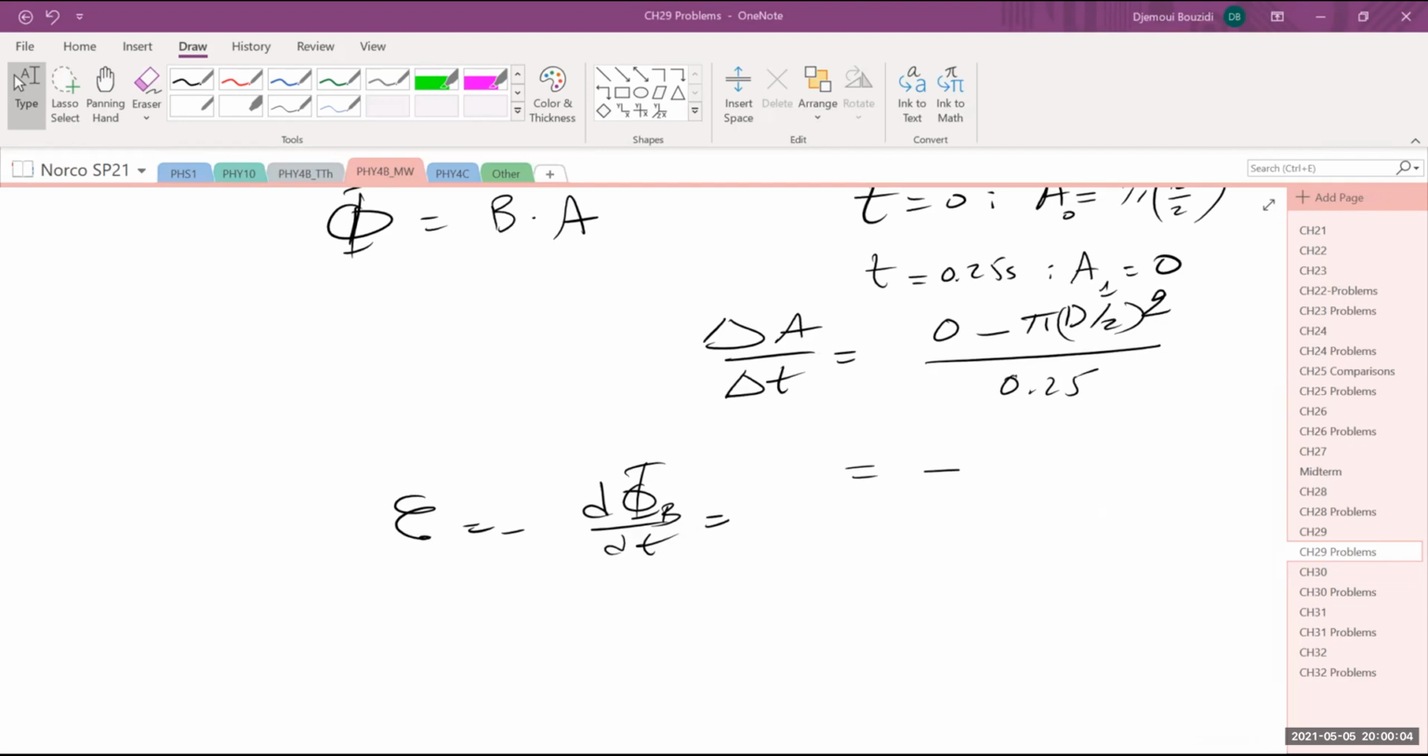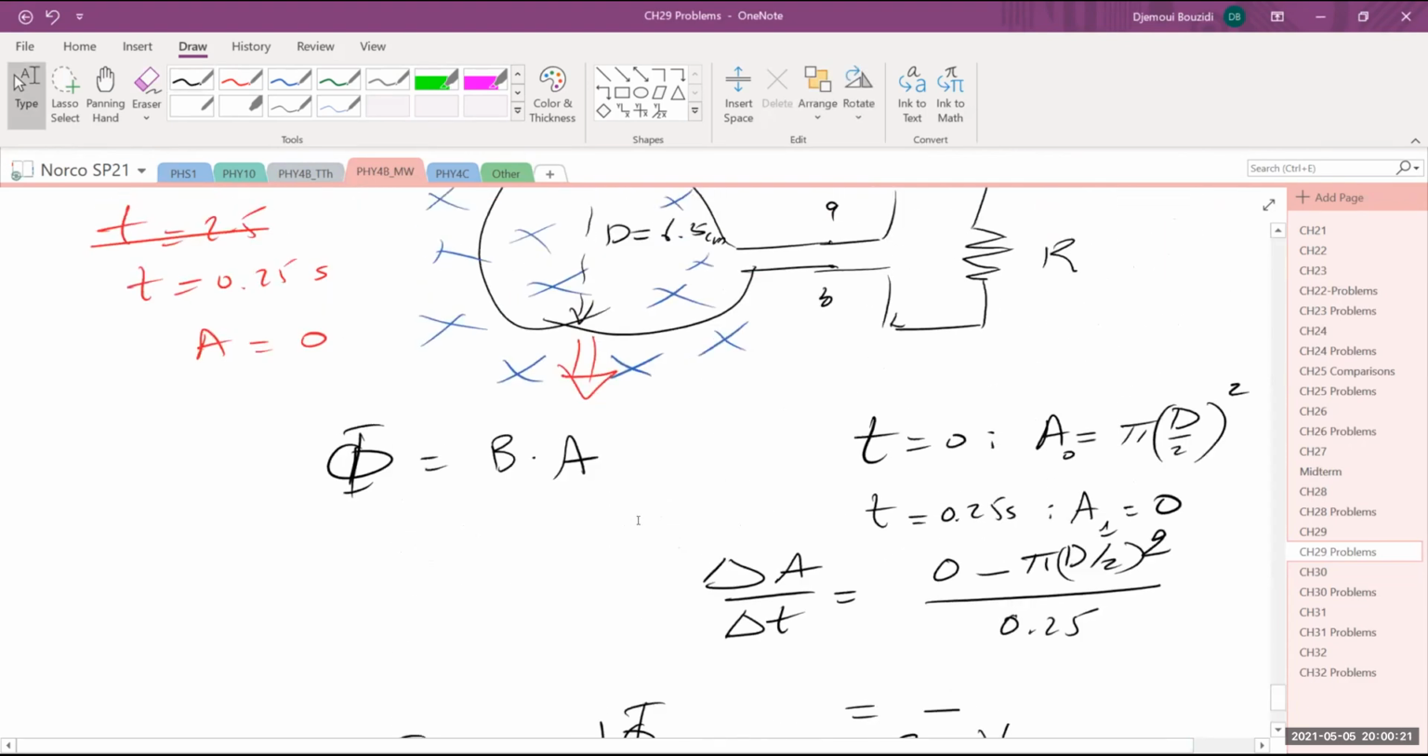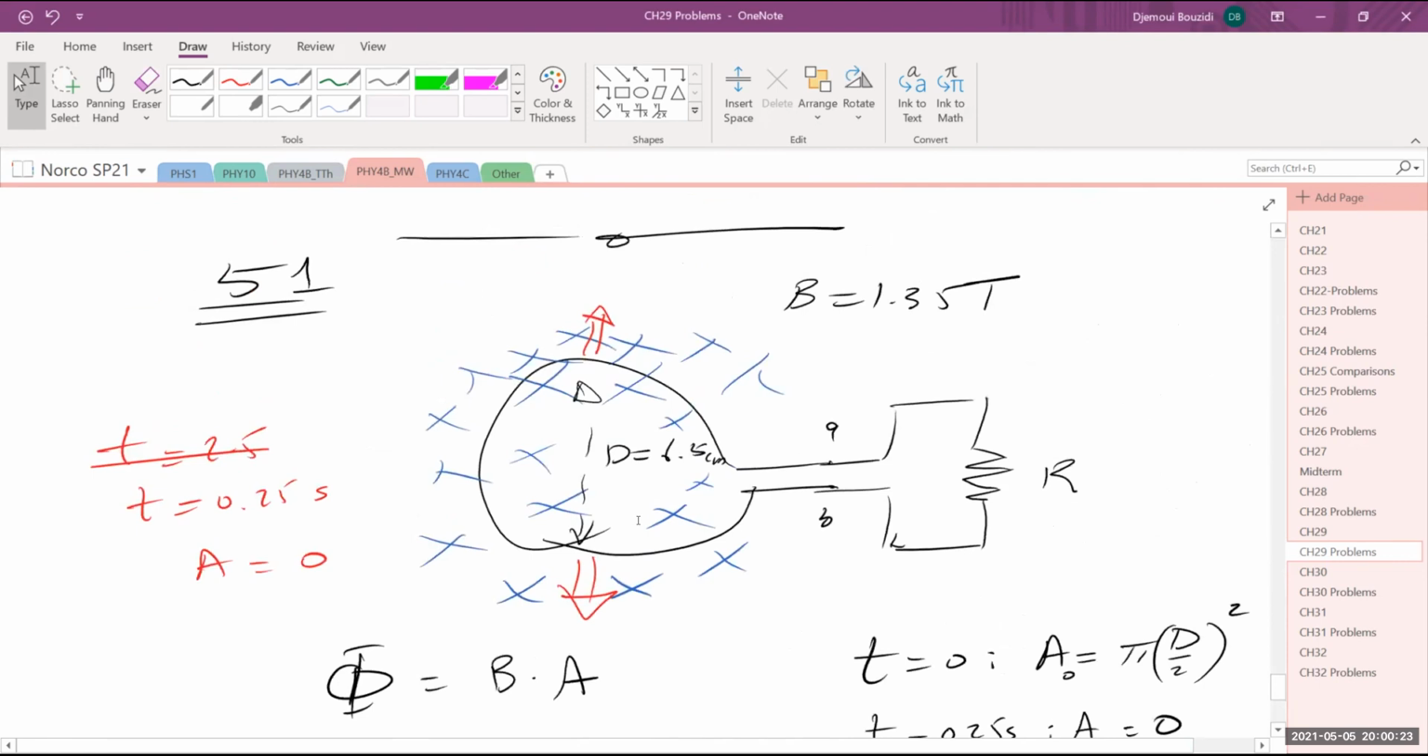So it's 4.48. So it's positive 4.48 millivolt, okay? Because this one has 0.00 first before that number, okay? Now, I have to find the direction.